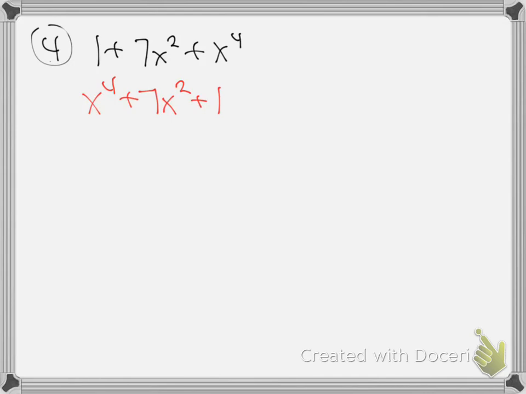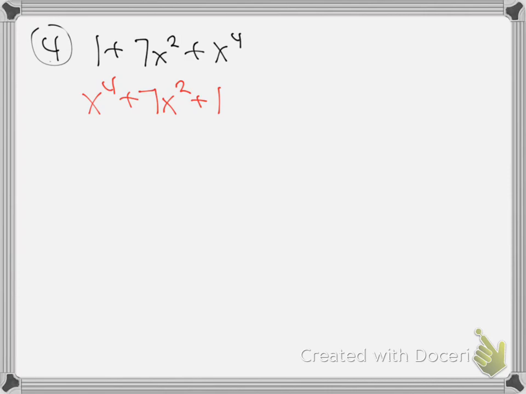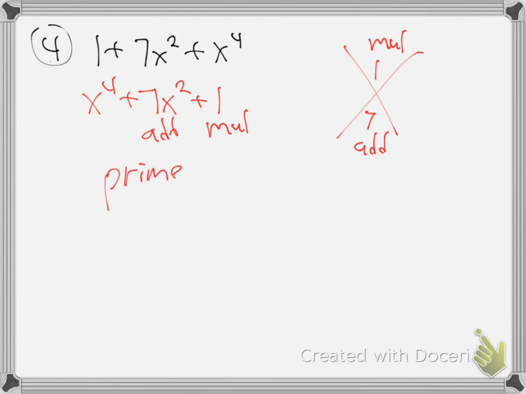Hey, that doesn't factor, does it? Am I missing something? I'm thinking that's not factorable. Did I copy that down right? Oh, yeah. Prime. Prime means not factorable. This one's not factorable. Why not? Well, if you try to do the multiply, add thing, what two numbers multiply to be 1 and add to be 7? There's no numbers. So the answer on this one is prime, which is a word for not factorable.